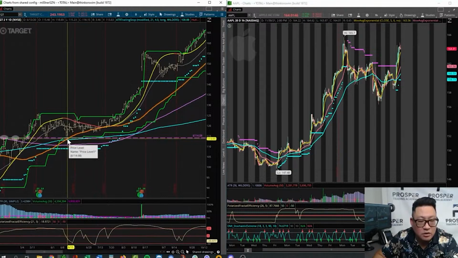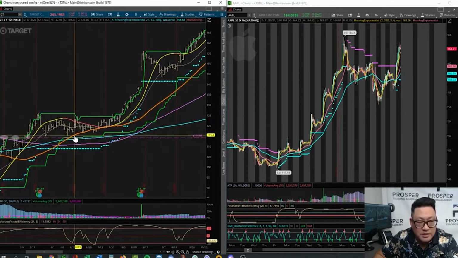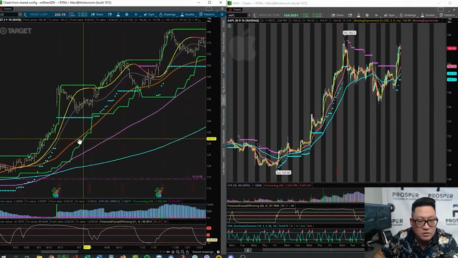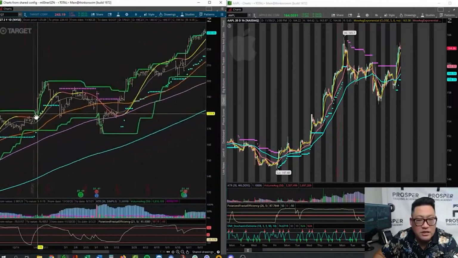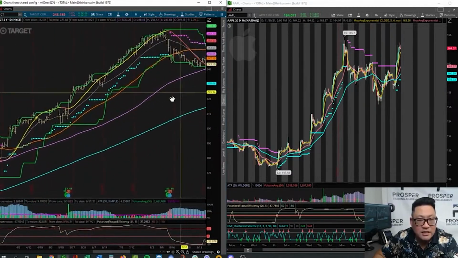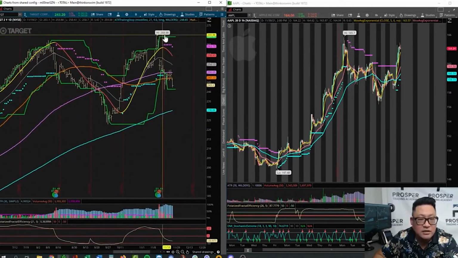Since Target crossed over here to the upside, it was trading around 120 to 125. And as you could see over time, as it's remained above, it's gotten as high as $268 in the near term.